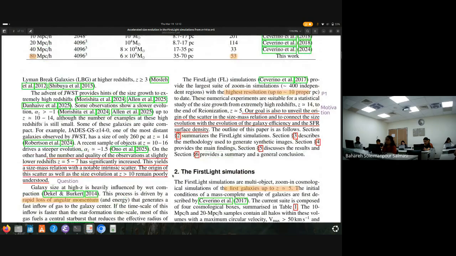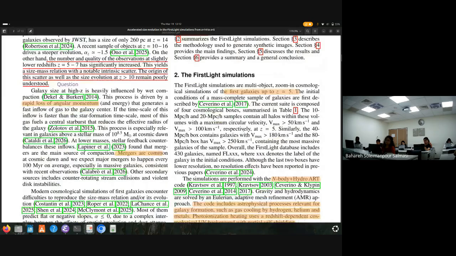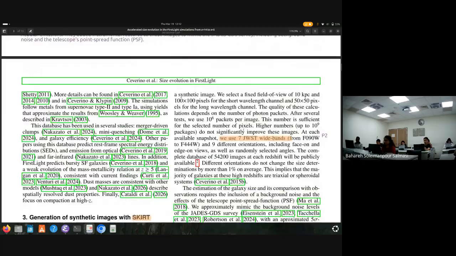Another thing about their simulation is that it's a very high resolution of 10 proper parsec. And their goal is to basically study this size mass relation at higher redshifts and connect the size to the star formation rate, surface density, and the galaxy efficiency. So that's what they're going to talk about in their paper. I'm going to skip the simulation part because I am not really the right person to talk about it. You can read more about this in this paper.